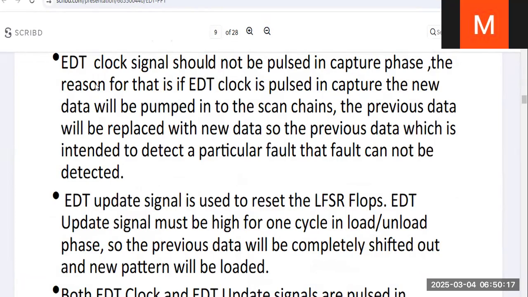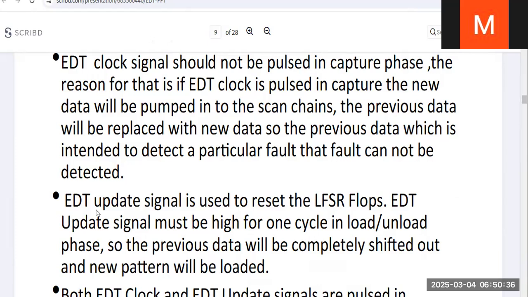Here it is explained that the EDT clock signal should not be pulsed in the capture phase. The reason is that if the EDT clock is pulsed in capture, new data will be pumped into the scan chains and the previous data will be replaced with the new data. So the previous data, which is intended to detect a particular fault, is lost, and that fault cannot be detected.